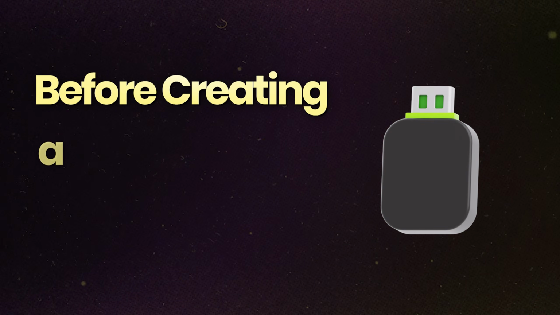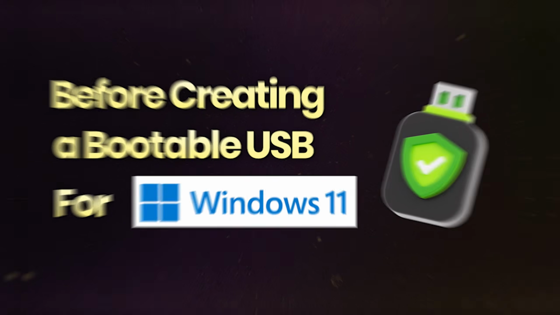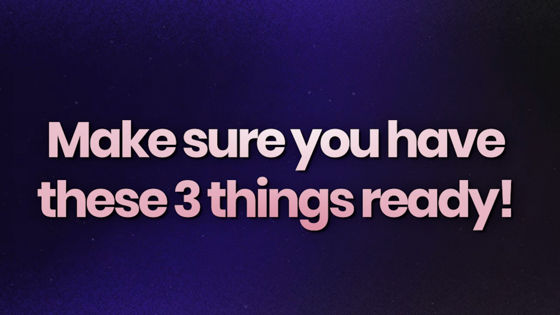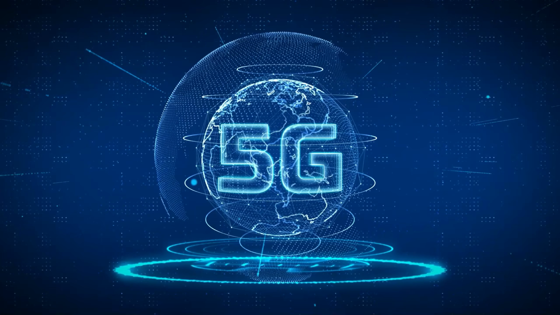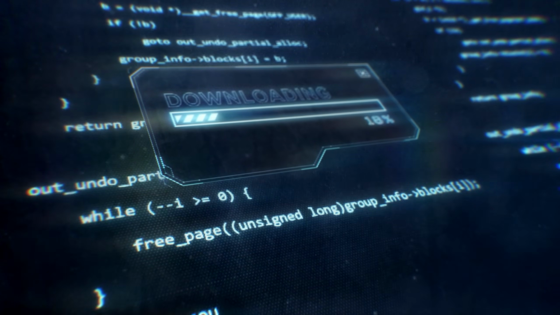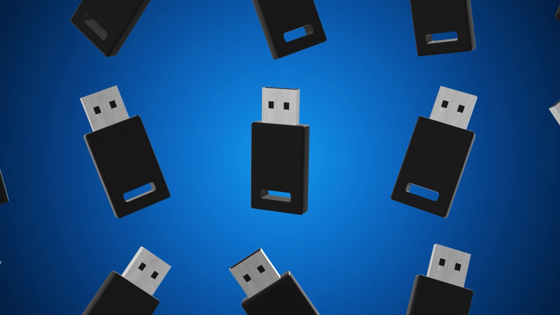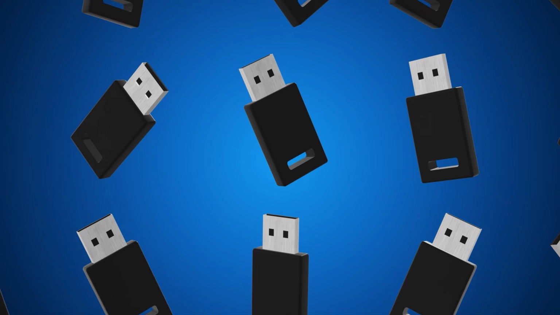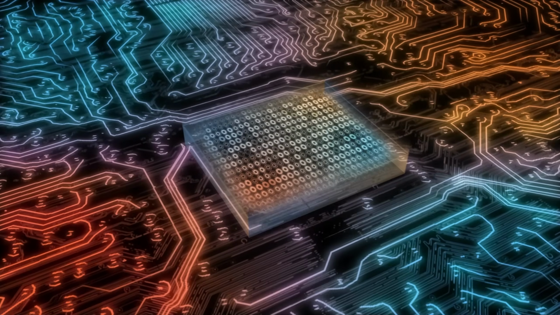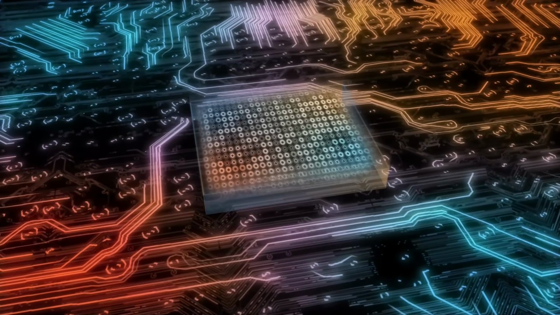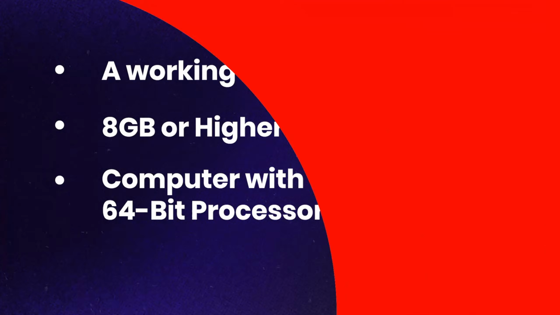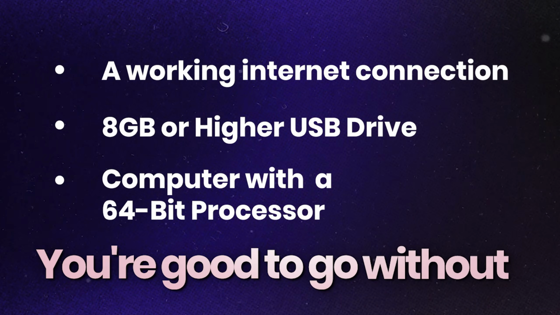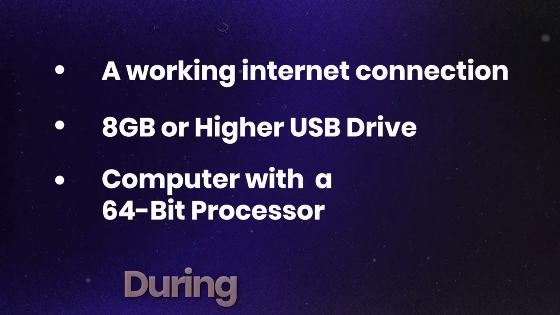Before creating a bootable USB for Windows 11, make sure you have these three things ready. A working internet connection. We'll need this to download Windows 11. A USB drive with at least 8 gigabytes of free space. Bigger is even better. A computer with a 64-bit processor, because Windows 11 doesn't run on 32-bit systems. Once you've got all this, you're good to go without facing any compatibility issues during installation.